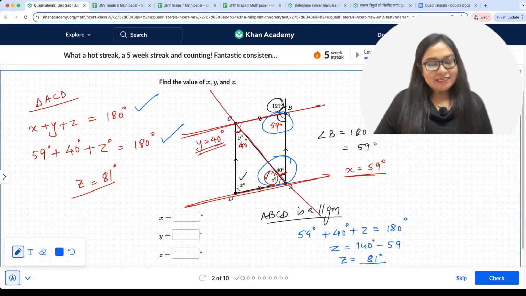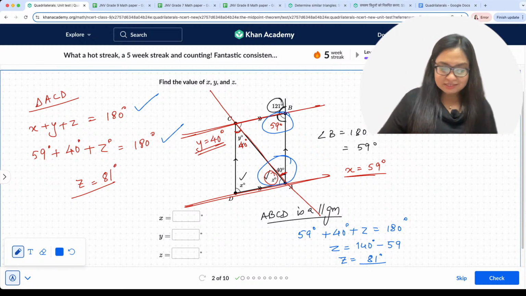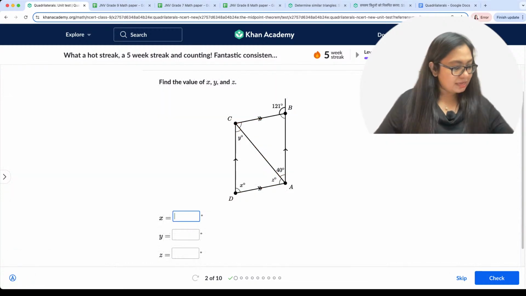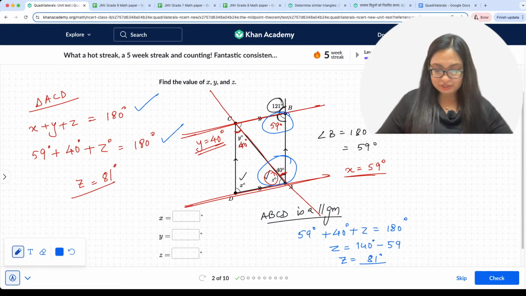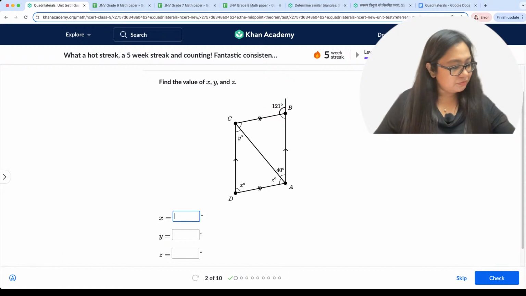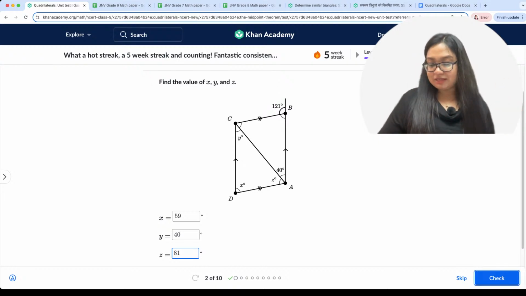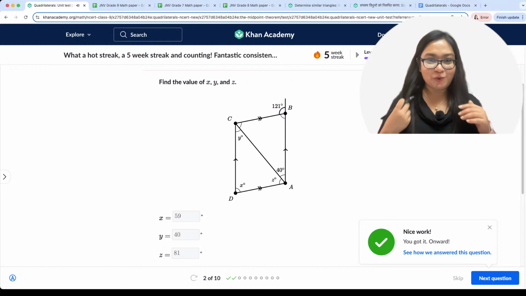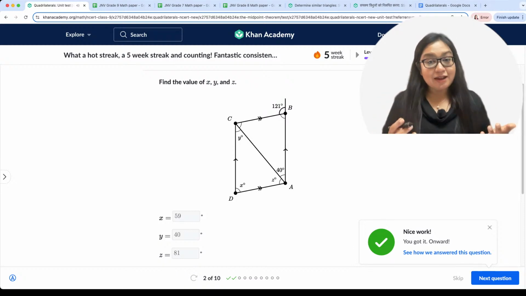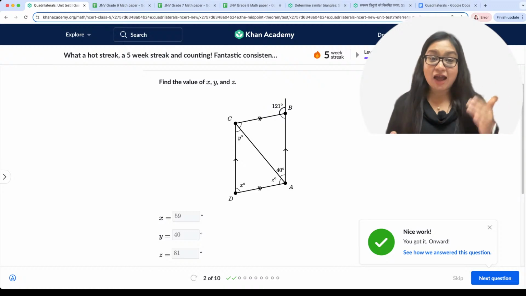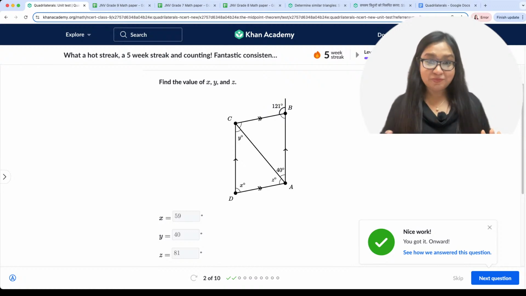Now ये तो हमने इस तरीके से सॉल्व कर लिया। चलिए आंसर्स भी लिख लेते हैं। x की वैल्यू कितनी थी, x 59 है, y 40 है, z 81 है। ठीक है, लेट्स गो। x 59 है, 40 and 81। So 59, 40 and 81, and we go ahead, mark the answer, and we're all good to go. Now this was again another question where we were using the angle properties of a parallelogram, right?